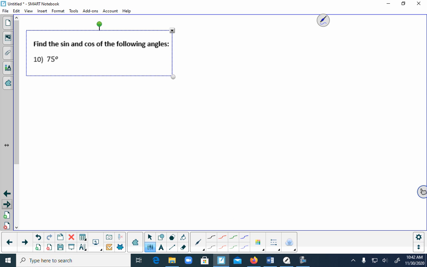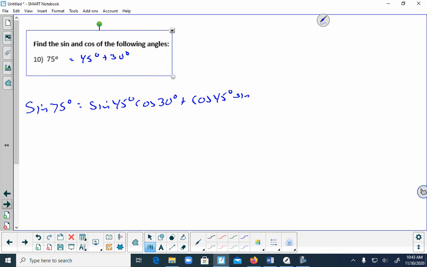This is now 5-4. I'm going to use the sum and difference formula. So it has 75 degrees. So I'm going to separate 75 degrees. I chose to separate 75 degrees as 45 degrees plus 30 degrees. So when I go and do that, I'm going to say the sine of 75 degrees, because I'm going to do sine first, is equal to the sine of 45 degrees times the cosine of 30 degrees plus the cosine of 45 degrees sine of 30 degrees.